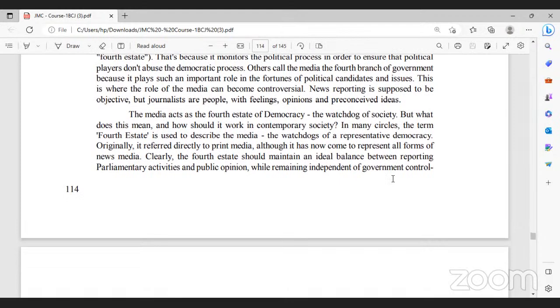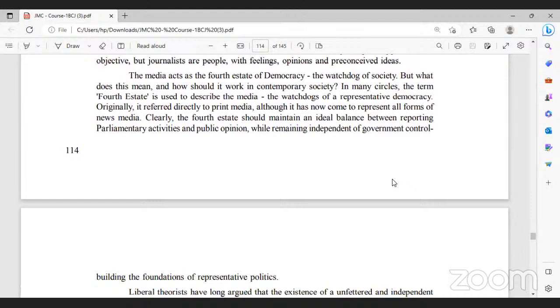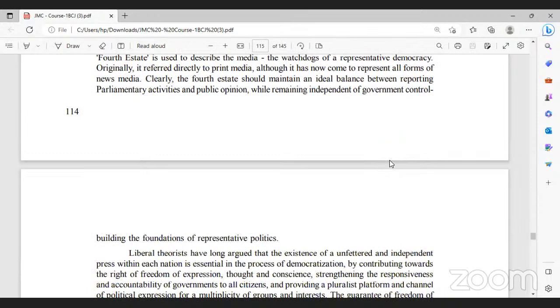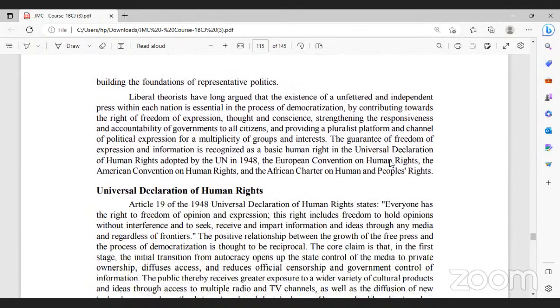We also have to understand that the fourth estate, in a democracy, has the role of a watchdog. So what is a watchdog? It is a watchdog of a representative democracy. It refers directly to the print media, and it has to come to present all forms of new media. It should maintain an ideal balance between reporting parliamentary activity and also the public opinion, and also remain independent. We see that liberal theorists have argued that the existence of an independent press within each nation is very essential, with special reference to democracy.